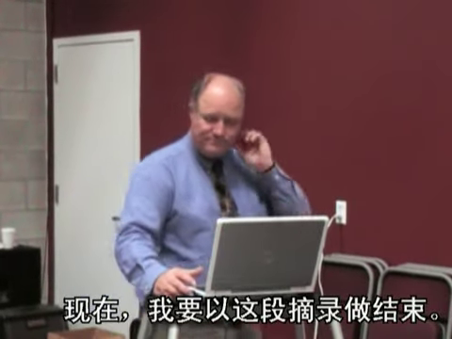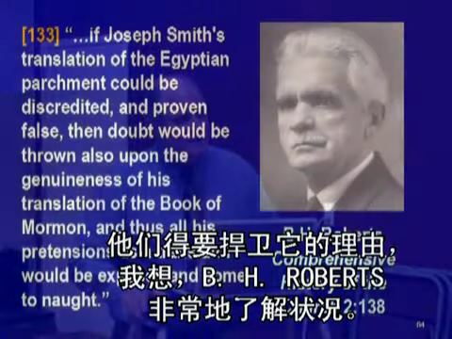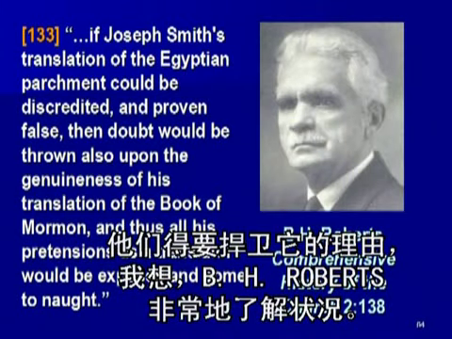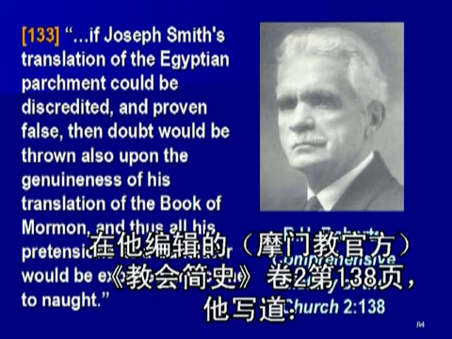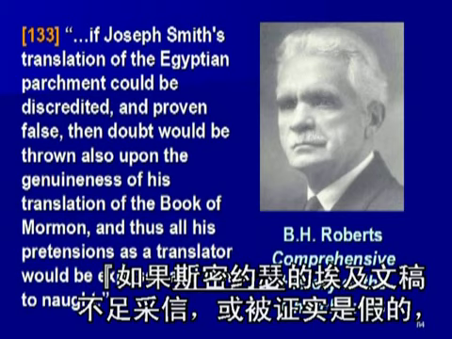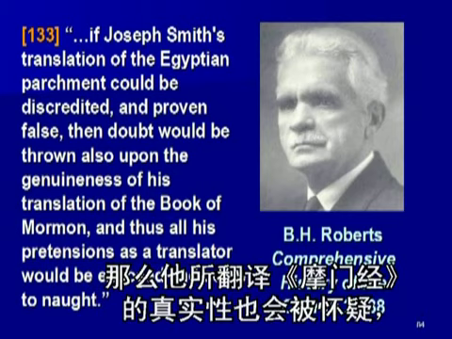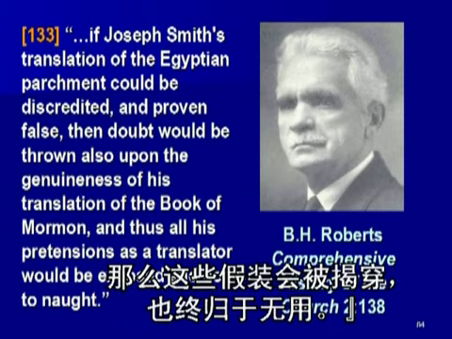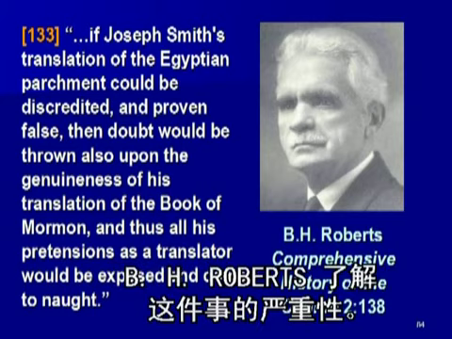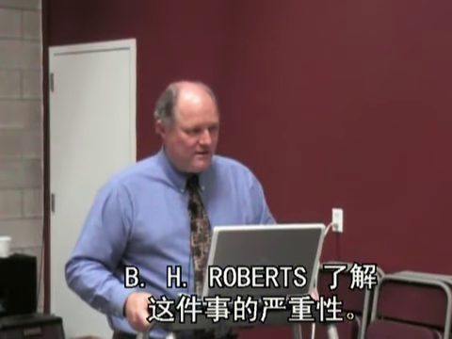And I'll close with this quote. The reason they have to defend it, and I think B.H. Roberts understood the situation quite well, in his Comprehensive History of the Church, Volume 2, page 138, he says this: if Joseph Smith's translation of the Egyptian parchment could be discredited and proven false, then doubt would be thrown also upon the genuineness of his translation of the Book of Mormon, and thus all his pretensions as a translator would be exposed and come to naught. B.H. Roberts understood the severity of this.